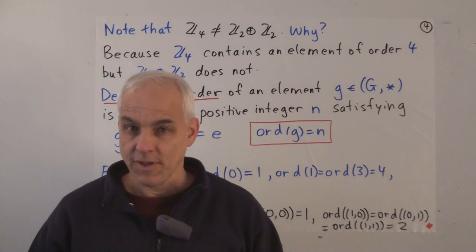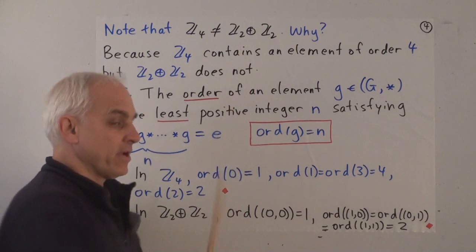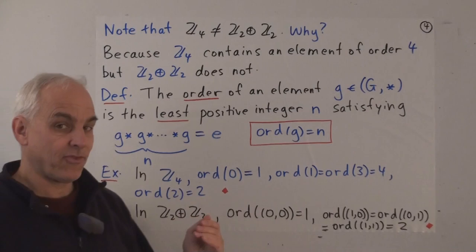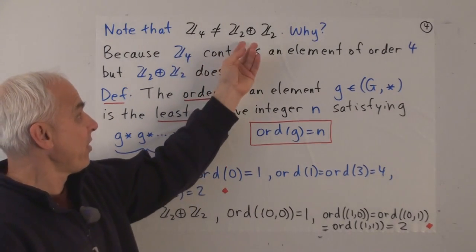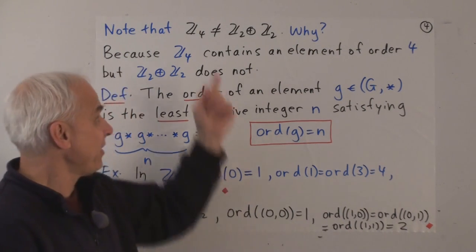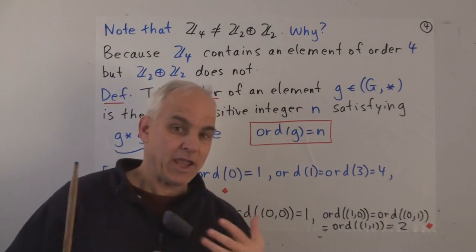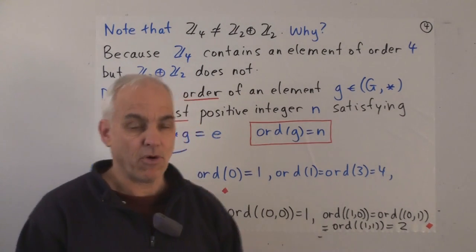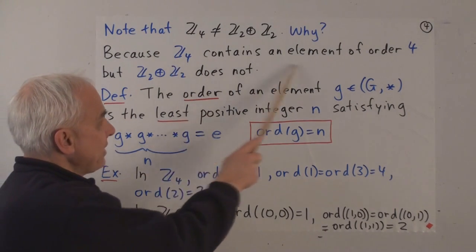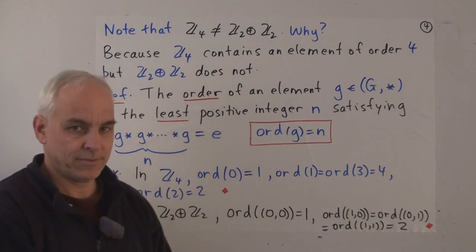Sometimes it's useful to observe that groups are not isomorphic. For example, Z4 is not isomorphic to Z2 plus Z2. One reason we've already mentioned, because in this group, every element squared is the identity. But in this group, that's not the case. Another common way of checking whether groups might not be isomorphic is to look at the order of elements. Z4 contains an element of order 4, but Z2 plus Z2 does not.